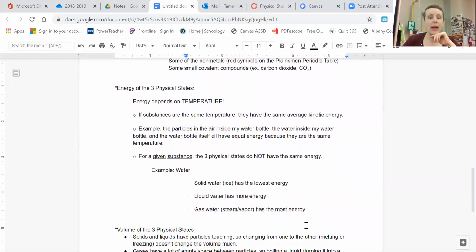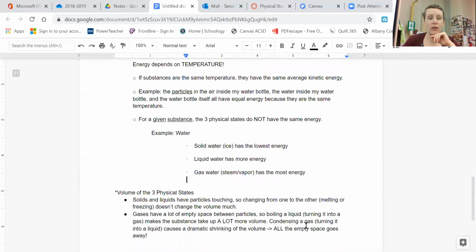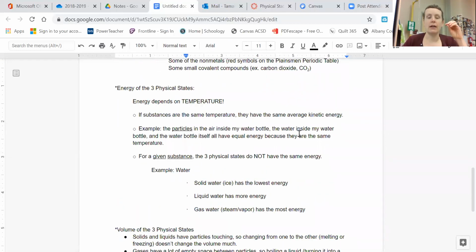Okay, we're going to talk about the energy of the 3 physical states and then the volume of those 3 physical states, and then that will be the end of these notes. So the energy of the 3 physical states.